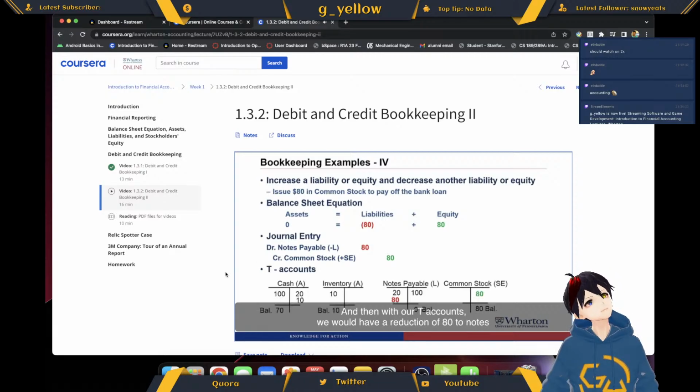And then with our T accounts, we would have a reduction of 80 to notes payable, the reduction being a debit, and an increase to common stock of 80, with the increase being a credit. If we drew lines and came up with the totals, we'd have 70 in cash, 10 in inventory, that's 80 on the asset side. We have no notes payable, it goes to 0 because we fully paid it off, and a balance in common stock of 80, so our assets equal our liabilities plus stockholders' equity, the balance sheet balances, and debits equal credits.